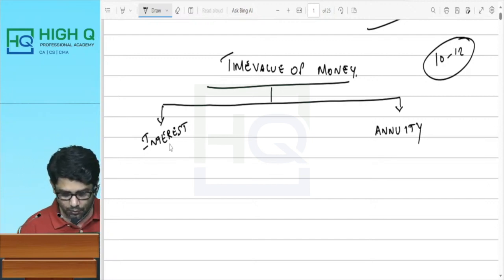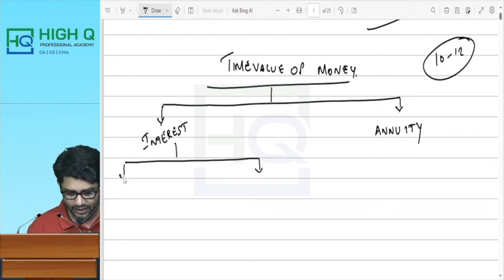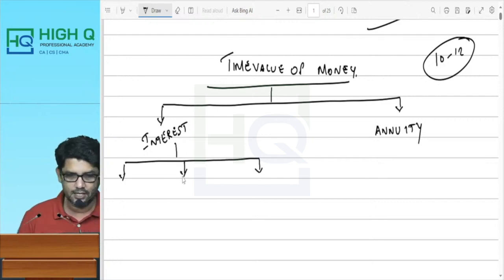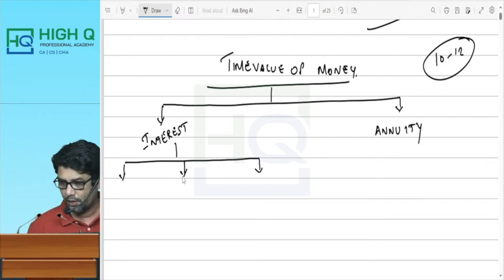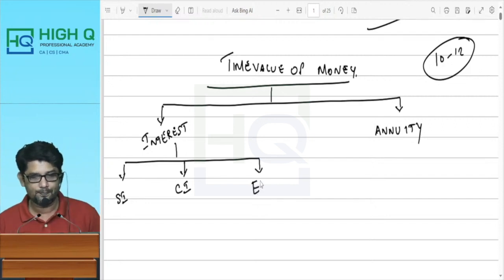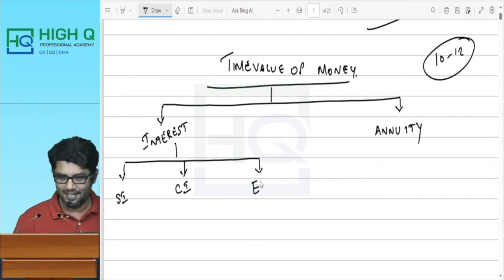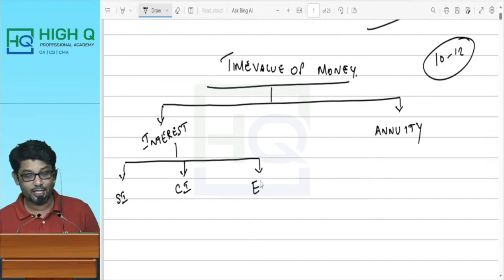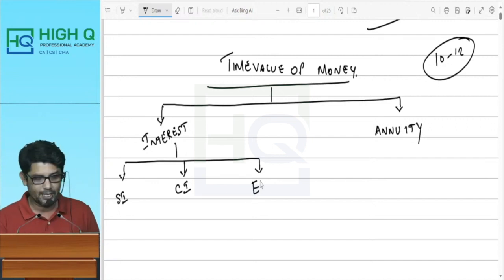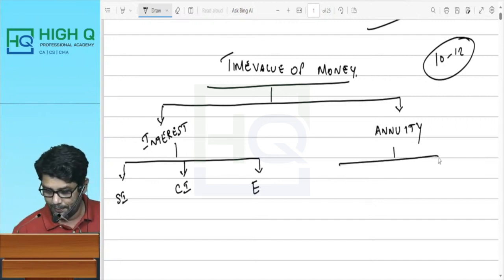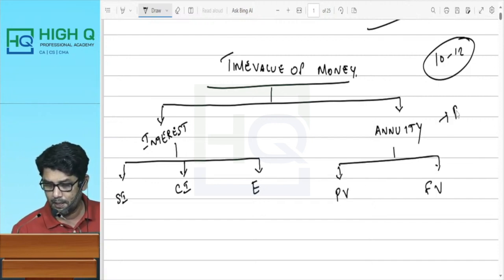Now, in our syllabus, we have three types of interest. We are going to discuss three types of interest. One is simple interest, the other is compound interest, and the third one is effective rate of interest. Next, in annuity, we'll be discussing present value, future value, perpetuity, etc.